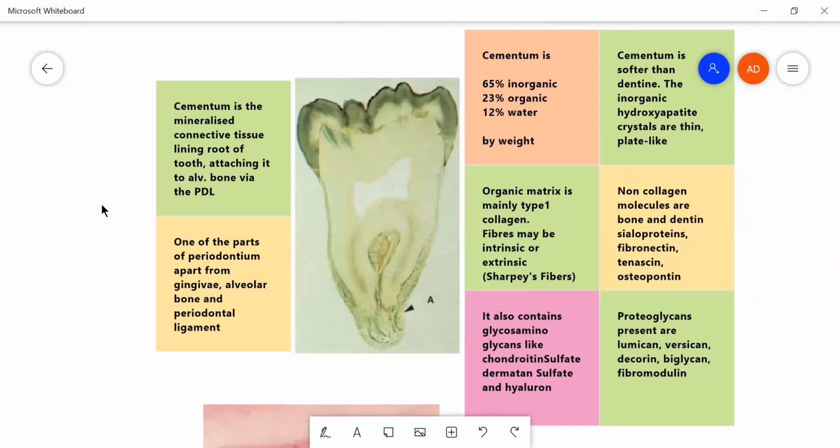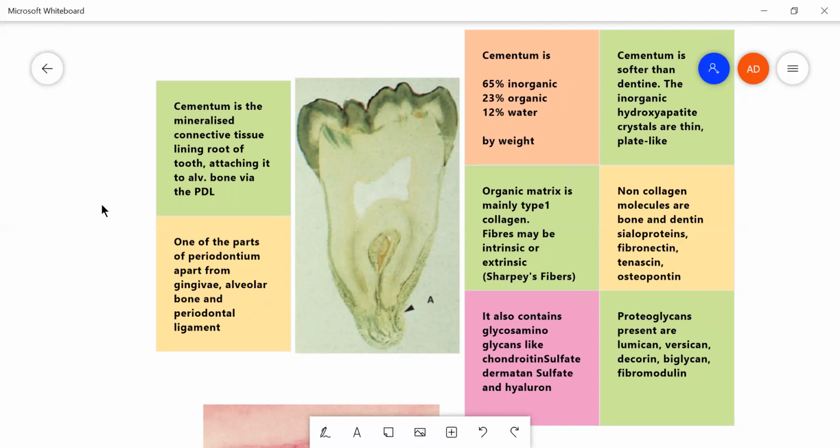Cementum is 65% inorganic, 23% organic and 12% water by weight. Its inorganic component is mainly hydroxyapatite crystals that are thin and plate-like. And since its hydroxyapatite crystals are plate-like, it is softer than dentine. Its organic matrix is mainly composed of type 1 collagen.